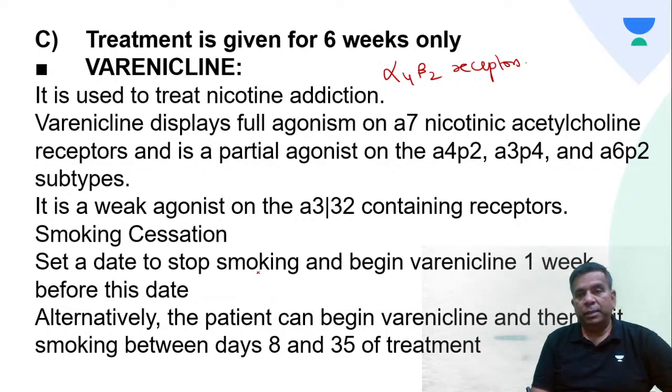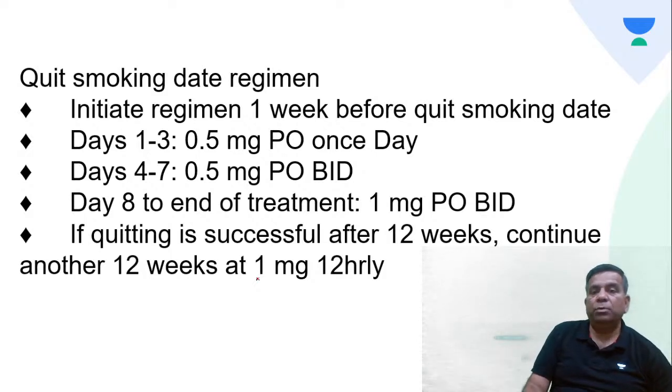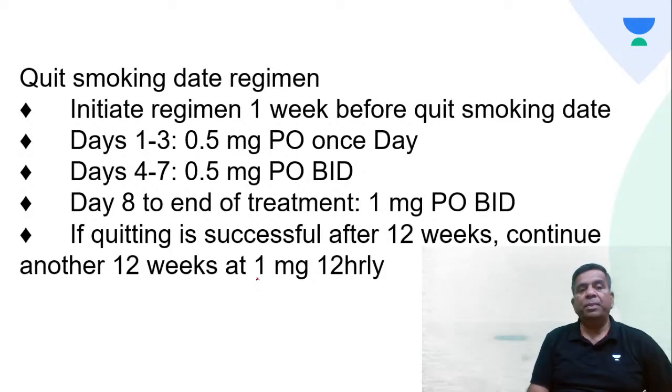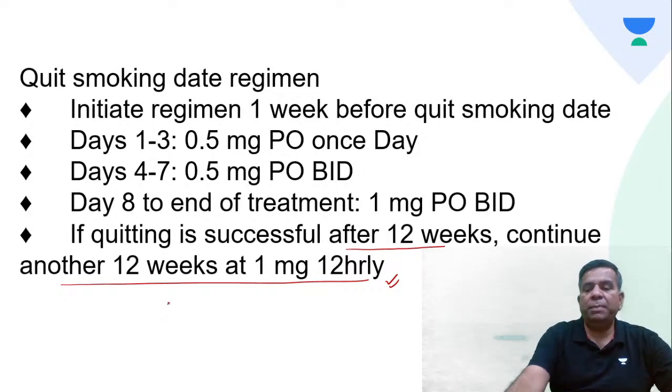And it is a partial agonist. Set a date, begin varenicline before that date, and quit smoking between day 8 and day 35 of the treatment. It has an initiation program like that. 0.5 milligram to start with, then 0.5 milligram BD, then 1 mg BD. If quitting is successful after 12 weeks, then continue for another 12 weeks, 1 mg 12 hourly. So that is the dose we must remember. But currently it is not there.